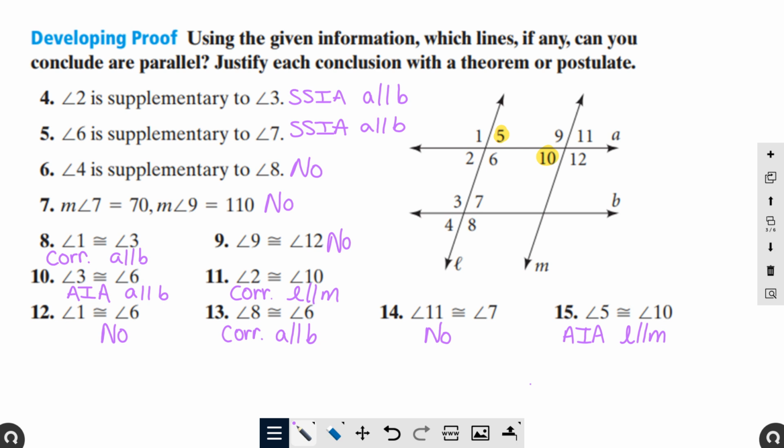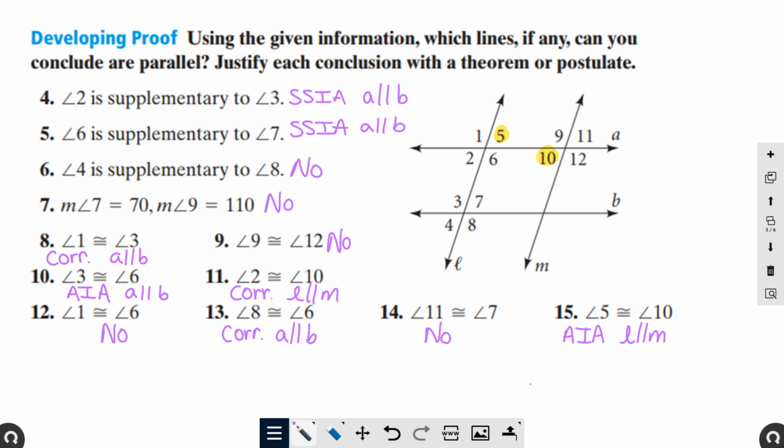Does that make sense on how to figure out which one we have and which lines are parallel? So what's the 3 that we can use? Corresponding, alternate interior, or same side interior. If you have alternate exterior, I'm okay with you guys doing that too.